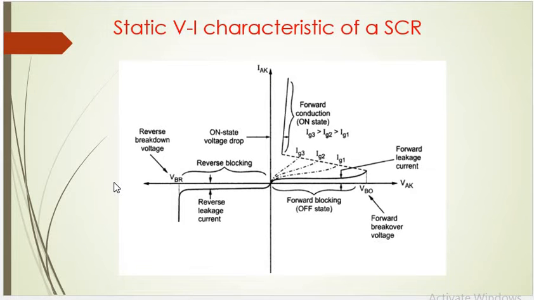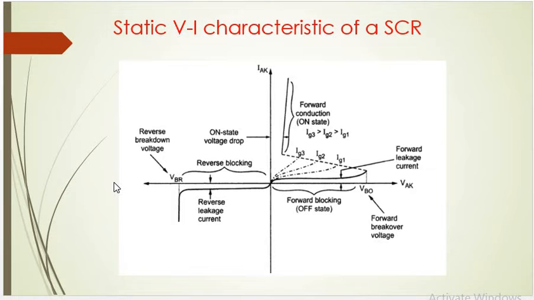So this is the static VI characteristics of the SCR. On the x-axis we have the anode to cathode voltage. Always the voltage is measured across the circuit, here across anode and cathode. Generally we mention current as IA, but when we refer to a voltage value, we have to name the two terminals, because voltage is across the terminals. So VAK and IAK, and likewise on the negative side, minus VAK and minus IAK.